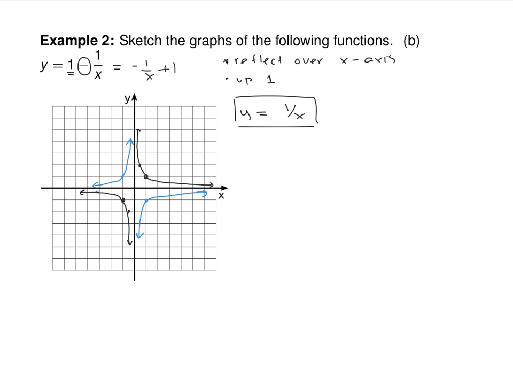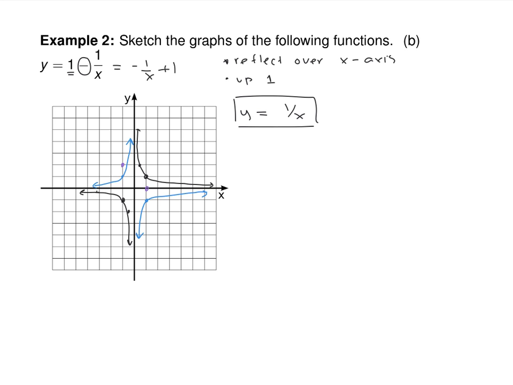And what's the last thing you do to it? Shift it up 1. If your function has asymptotes, you've got to draw those in again. So the y-axis is an asymptote, and so is the x-axis, right? The y-axis is already dark, don't worry about that, but this x-axis asymptote also moves up 1, right?